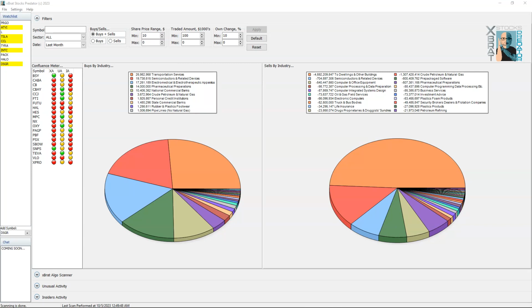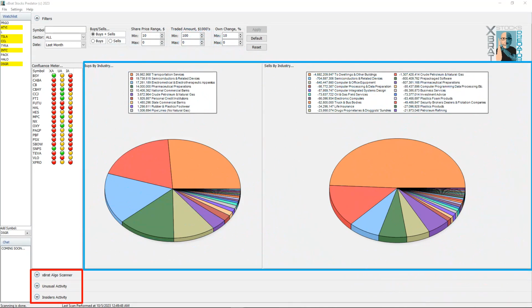Quick look at the xBrat Stocks Predator, a standalone dashboard for both fundamental and technical analysis. First of all, we have three main scans in the basic package. We have the xBrat Algo scanner, which looks for 3 to 6 star buys and sells, 12 points of control making 6-star sell. We have an unusual options activity scanner and an insider activity scanner.